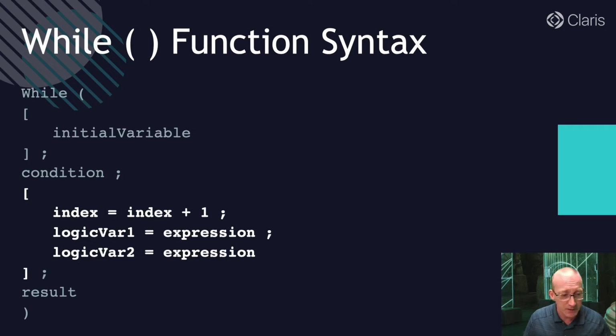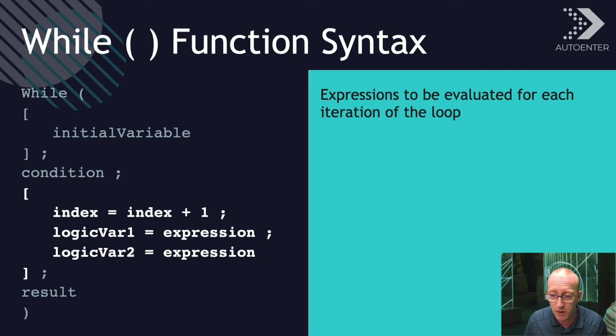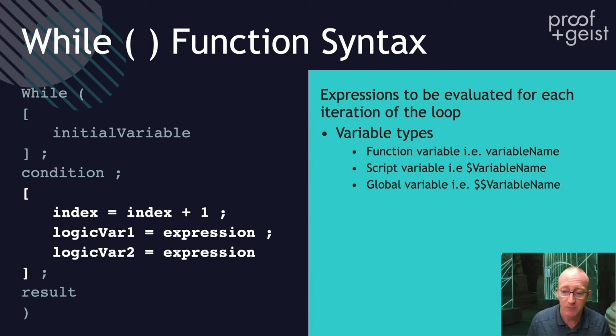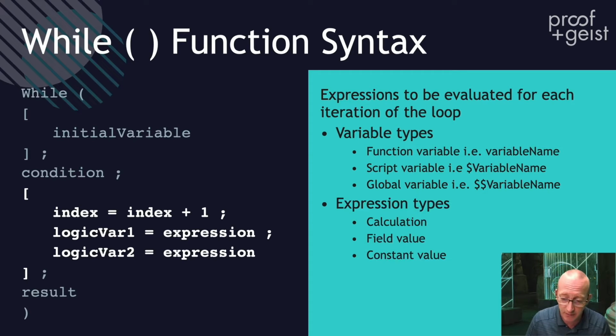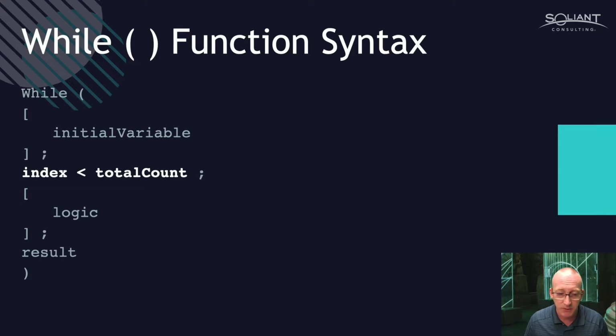All right, we're going to skip the condition for right now and move down to that second set of square brackets. And this is where we have the expressions that are going to be evaluated for each iteration of the loop. Again, the variable types are going to be the same: function, script, or global. In my experience, it's always been those function variables or local variables. But again, it depends on what you're trying to calculate. Expressions are going to be the same, where you're going to have calculations, field values, constant values, or some combination thereof.